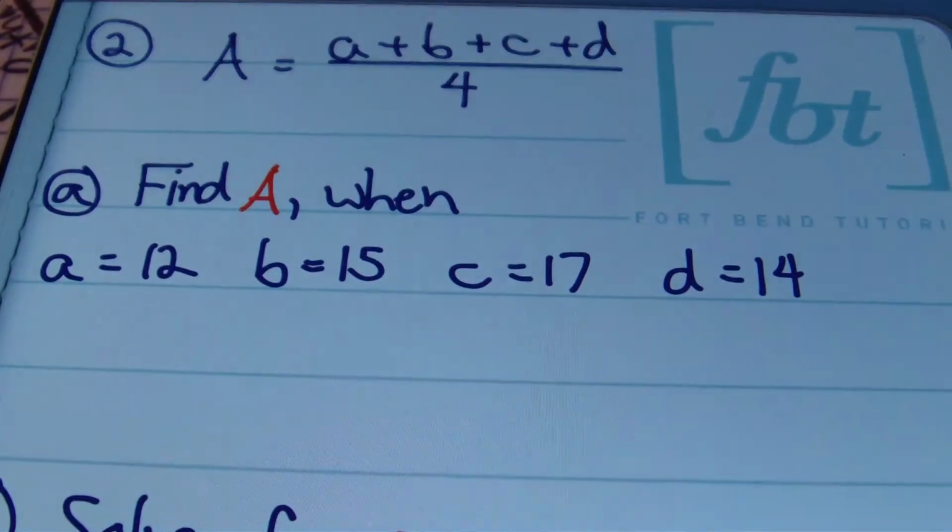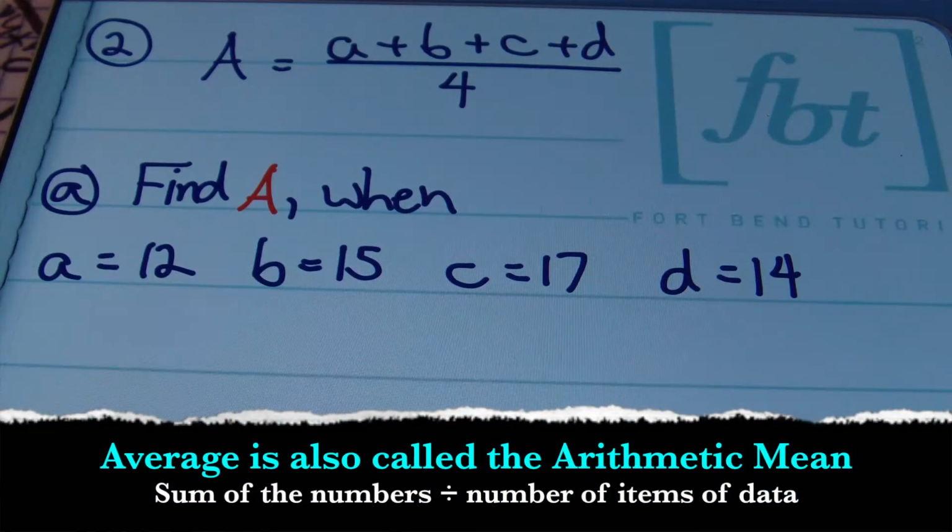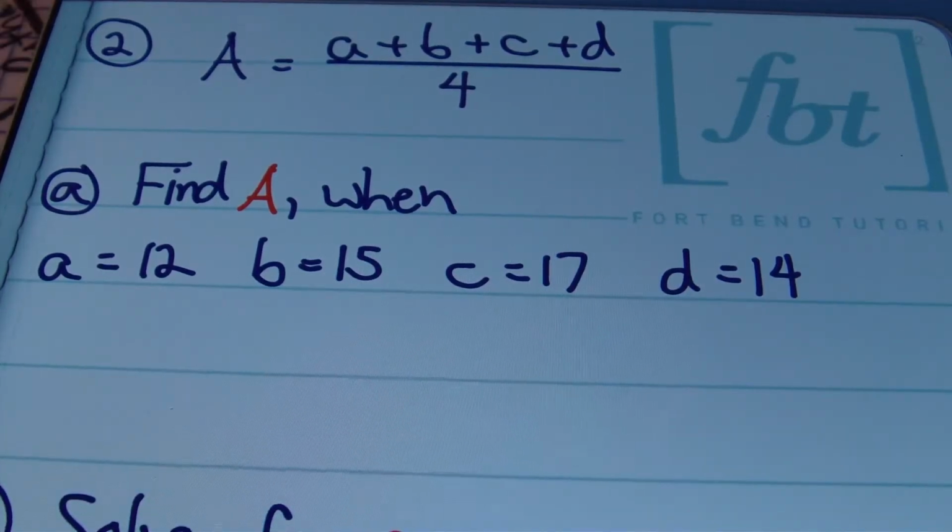Alright, for problem number 2, we have an average problem, an average formula, which is also known as finding the arithmetic mean. The arithmetic mean is the same thing as finding the average. So here we have our formula, and we have capital A equals lowercase a plus b plus c plus d divided by 4. In other words, we're finding the average of 4 values. Please note that a capital A in a formula is different from a lowercase a. These are 2 different variables.